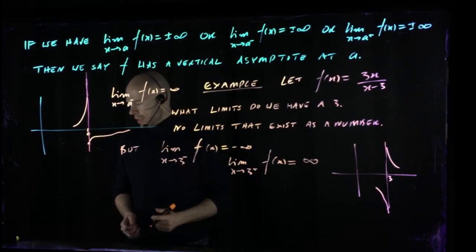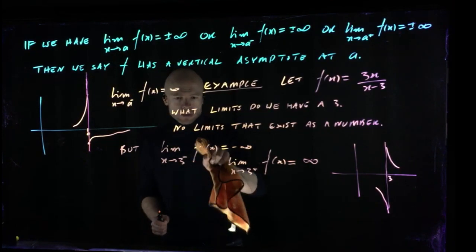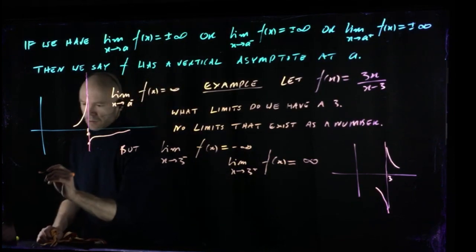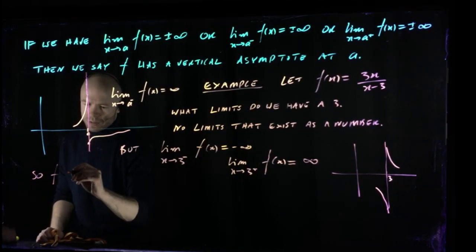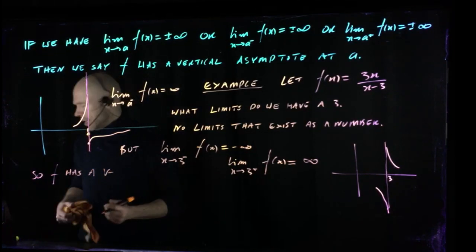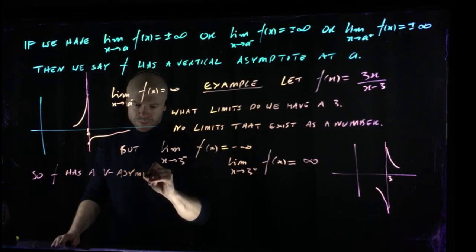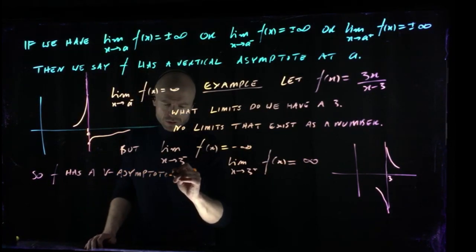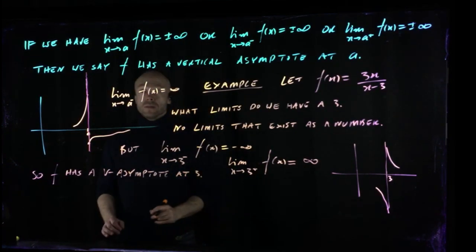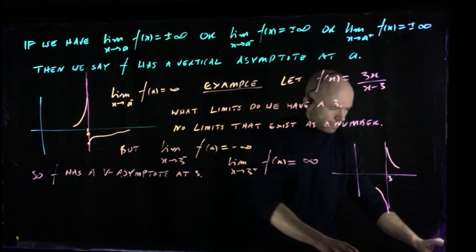Now, either one of these things is enough for us to conclude that this thing's got a vertical asymptote at 3. But we actually have both. So f has a v, so I'm going to write v asymptote for vertical asymptote from now on, at 3. All right, let me see if I can squeeze the rest in on the bottom of this board.